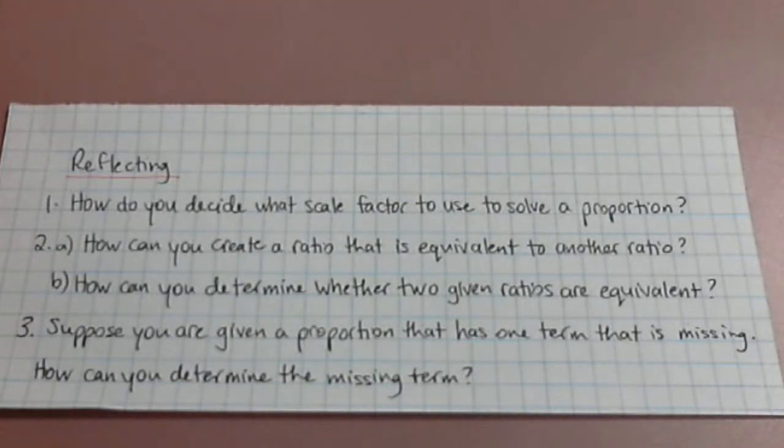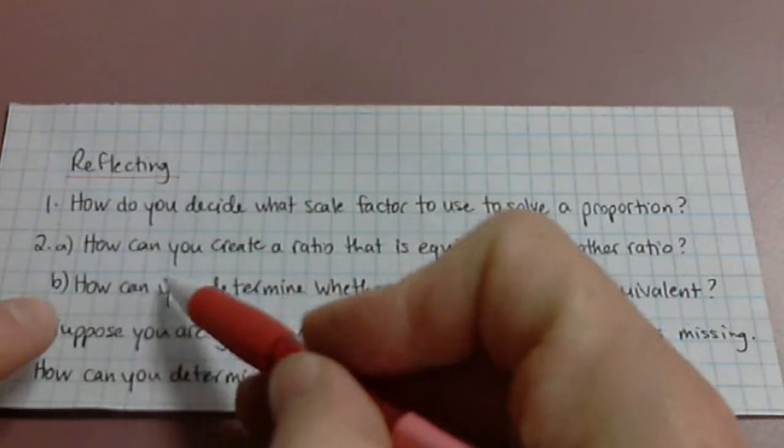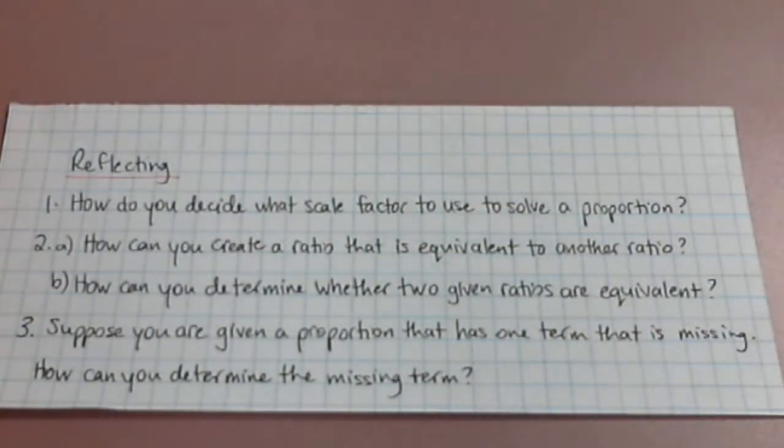Well, it really depends on whether or not the second ratio in a proportion is getting bigger or smaller, because you need to figure out if you're going to be dividing or multiplying, or some combination of both. Secondly, say we're going from 3 to 24, you need to know that you have to multiply 3 times 8 to get to 24. Okay? The second question here, how can you create a ratio that is equivalent to another ratio?